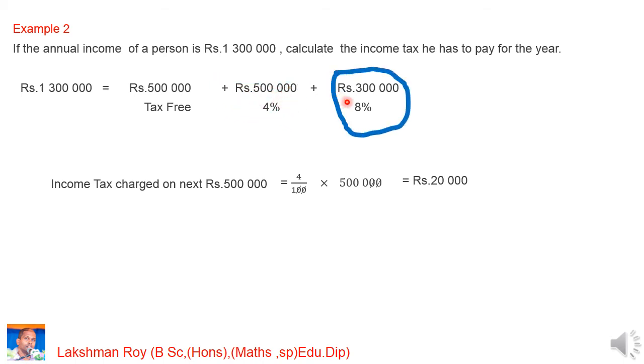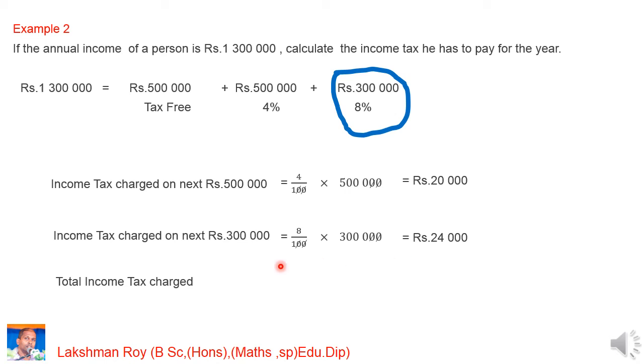Then another 300,000 rupees is there. You should find the tax by 8%. That is the income tax charge on the next 300,000 rupees. So you get 8%. 8% means you use 8 over 100, and multiply by 300,000 rupees. Easily you can cut these zeros: divide by 10, another divide by 10. Then 8 multiplied by 3,000 gives 24,000. Understand? Right, so those are the taxes.